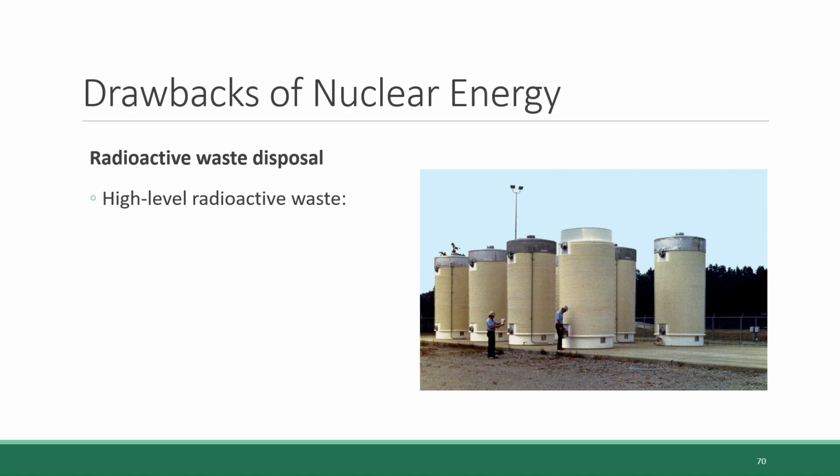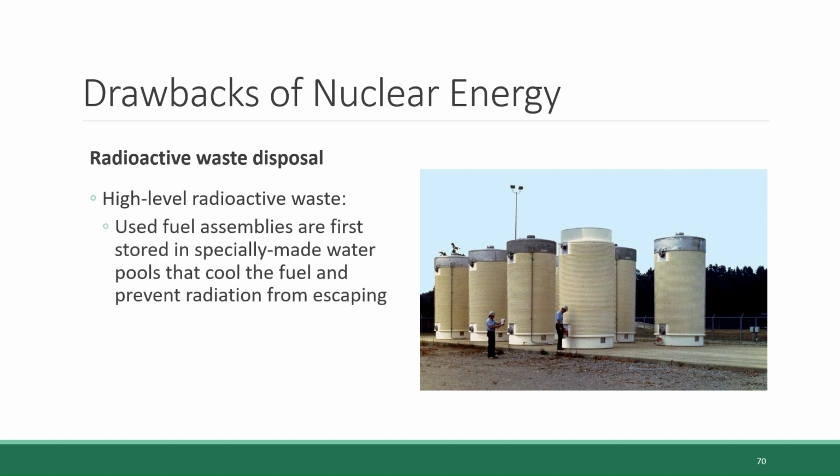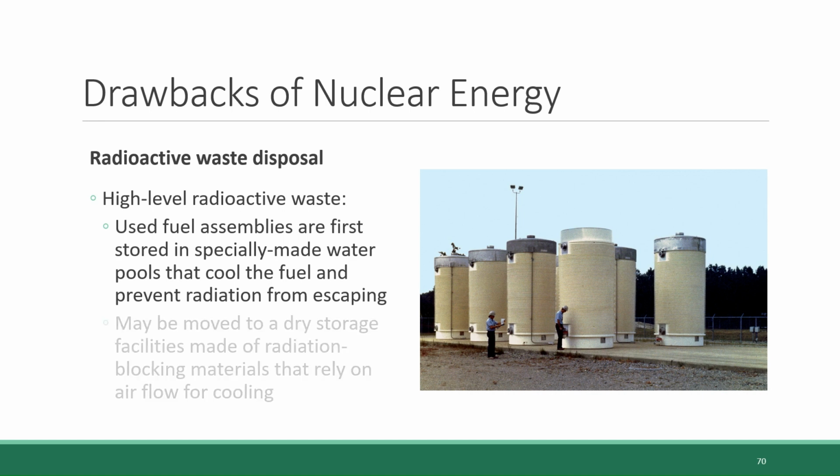The high level radioactive waste is what is used for fuel assemblies. When a fuel assembly is spent, meaning its energy generating potential has been fully run down, it will be first stored in a specially made water pool that will both cool the fuel assembly and also prevent radiation from escaping. And after that, the spent fuel assemblies may be removed to a dry storage facility, such as the one that you see in this photo, which is made of special radiation blocking materials and relies on airflow for cooling.